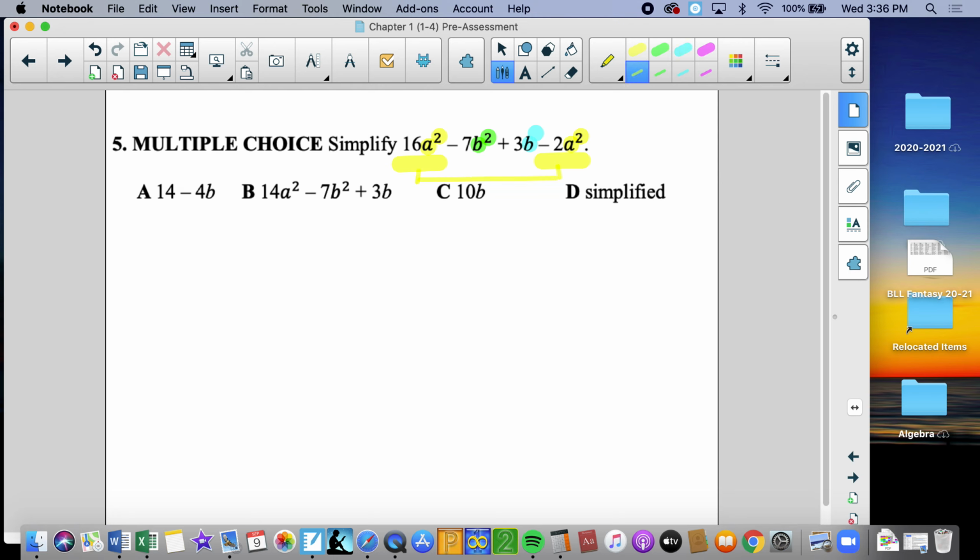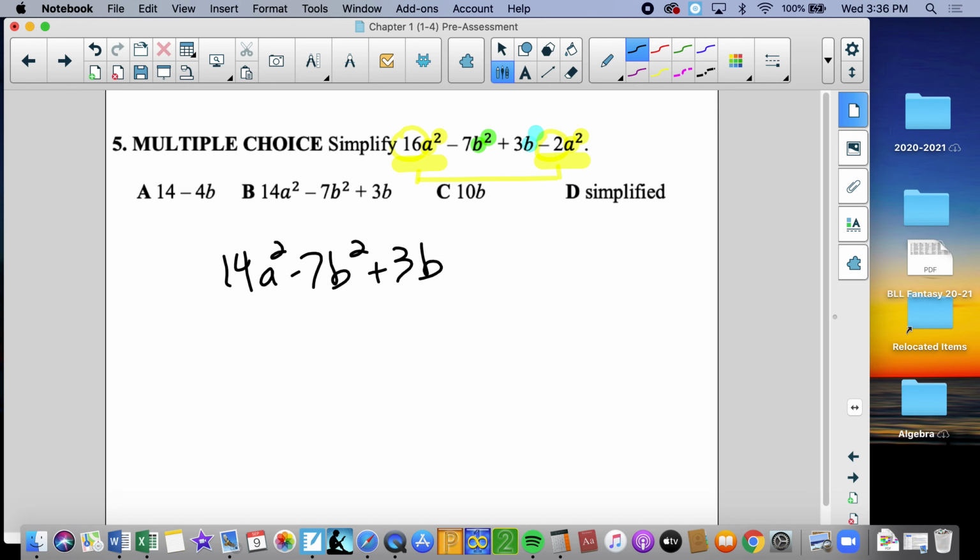So we are going to combine these two terms, 16, and we're going to combine their coefficients. So we have 16 and we have -2, which gives me 14a squared minus 7b squared plus 3b.